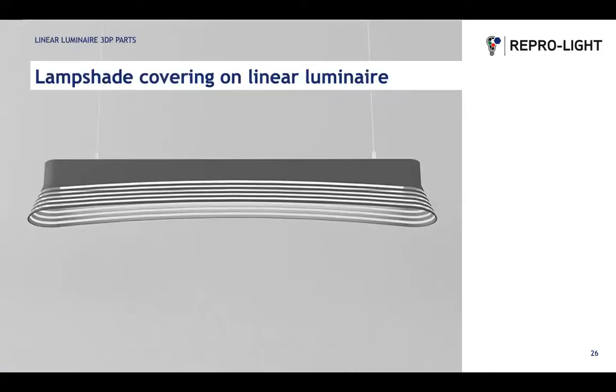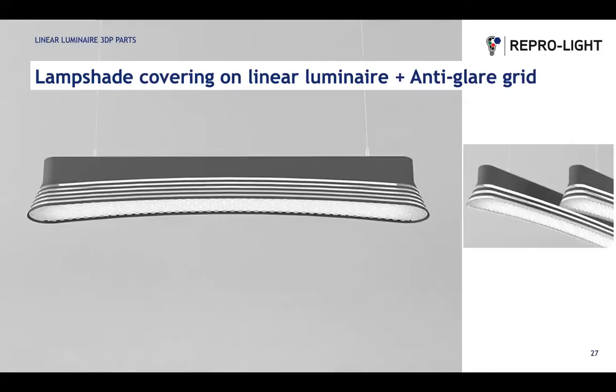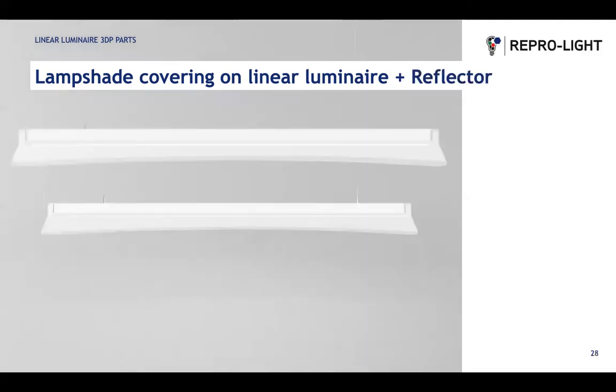Now, some examples for the lamp shading coverings for the linear luminaire products. Also with anti-glare grid. Also including the reflector.